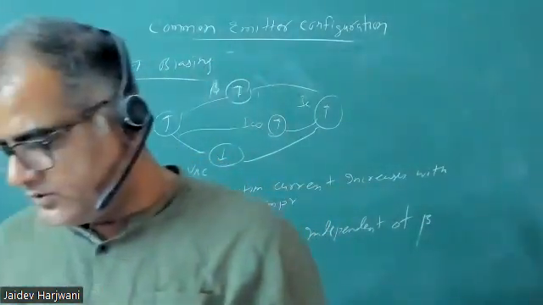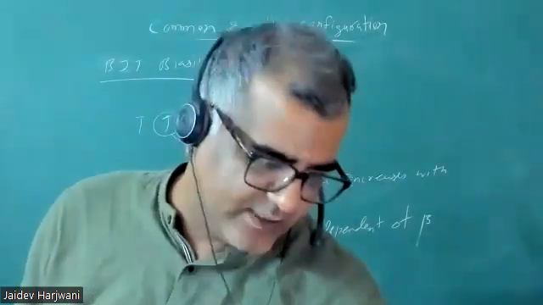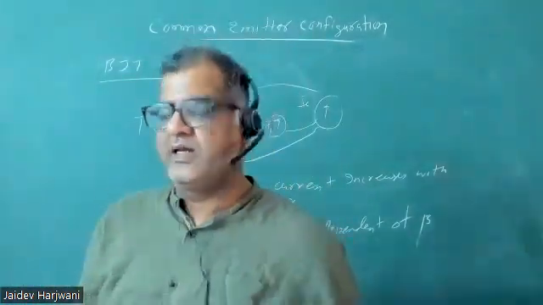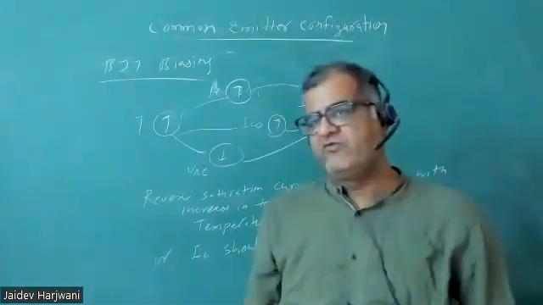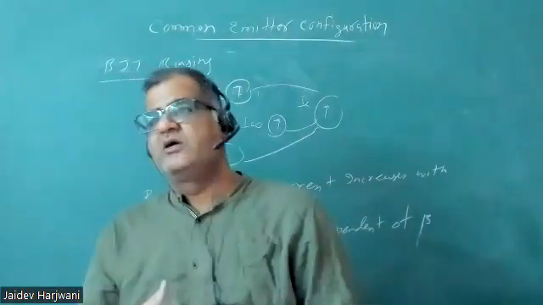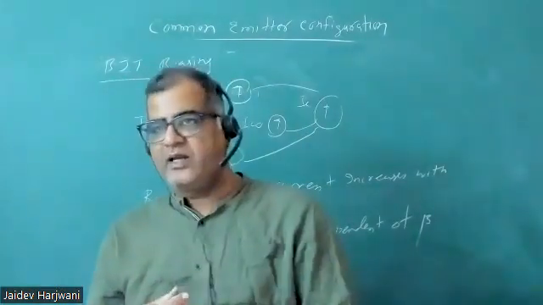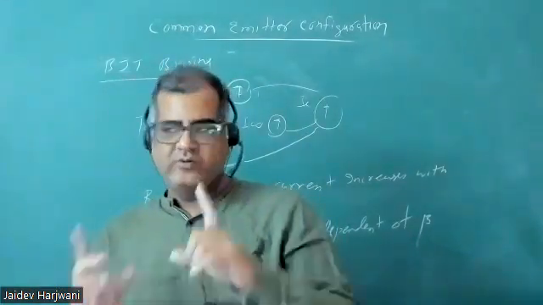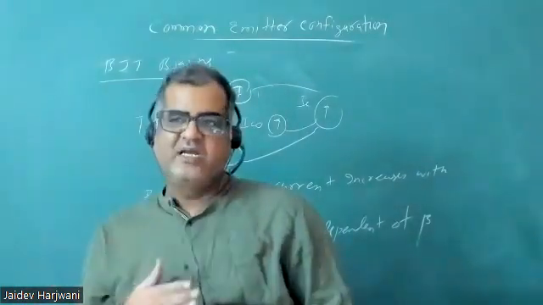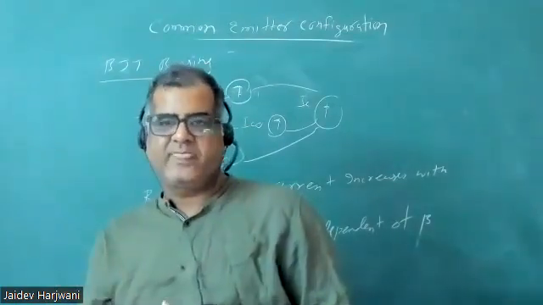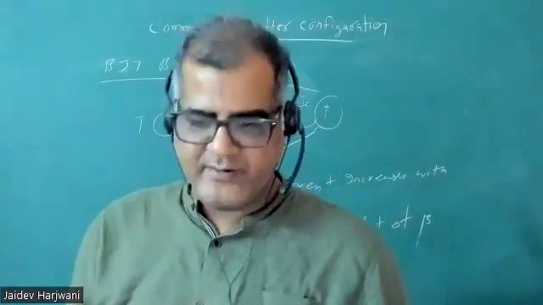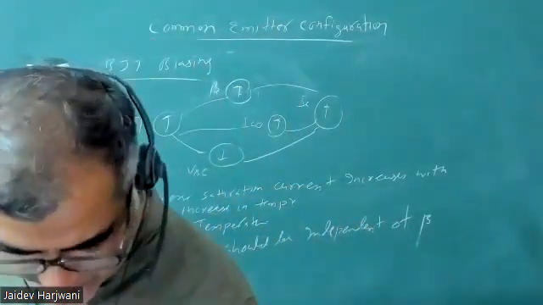For that you need the biasing. Tomorrow we'll discuss different types of biasing: how can I give forward bias to the input junction and reverse bias to the output junction using a single battery. We'll see how those biasings work in order. We'll start with the elementary biasing, and then we'll reach a circuit which is beta independent. Okay, thank you. I'm stopping here.